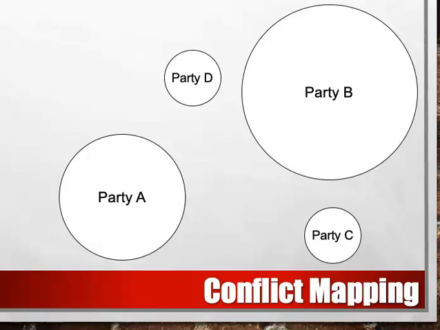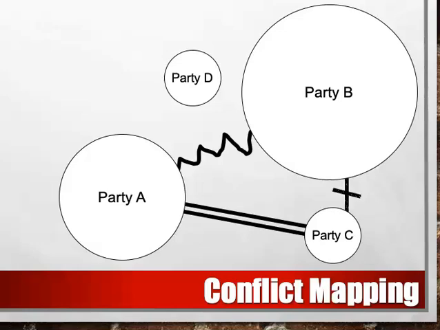Now that we have all the parties, we can go into identifying the nature of the relationships between them. The conflict is primarily between Party A and Party B. We generally indicate that with a jagged line. A double line indicates a strong relationship and alliance between parties. So in this case, we have an alliance between Party A and Party C. We can show a broken relationship by having a connecting line with a line through it. So in this case, there is a broken relationship between Party B and Party C.